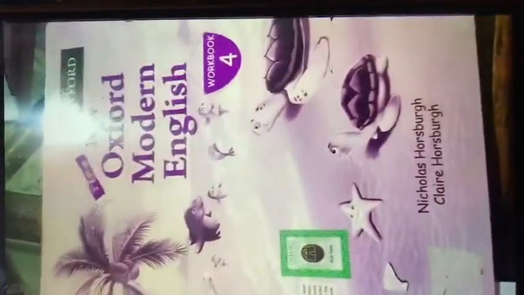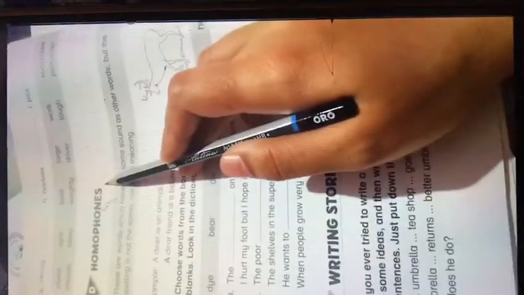Next one is you have to solve sections C and D of your workbook. This is your workbook. You have to solve page numbers 15 and 16. There you go, guys. You have to solve question number C, this one. Then question number D, homophones. I think you can see it clearly, this one.